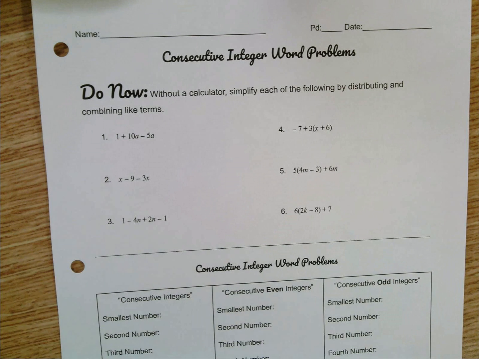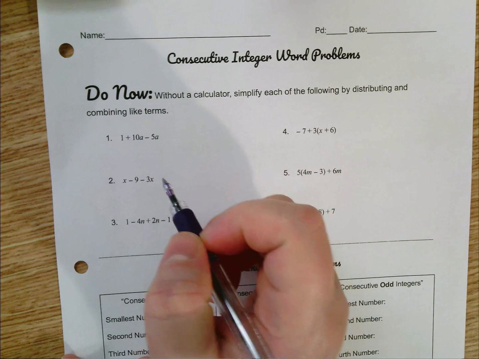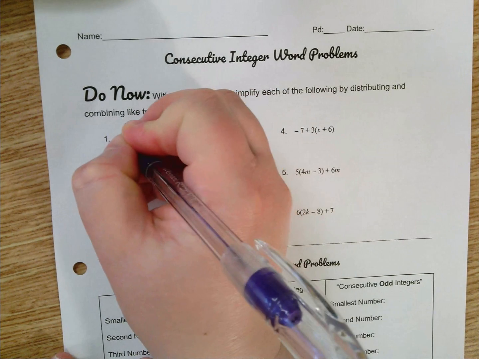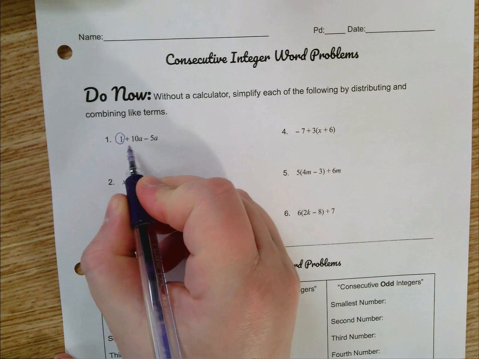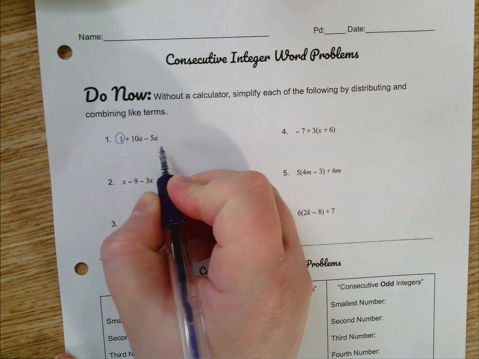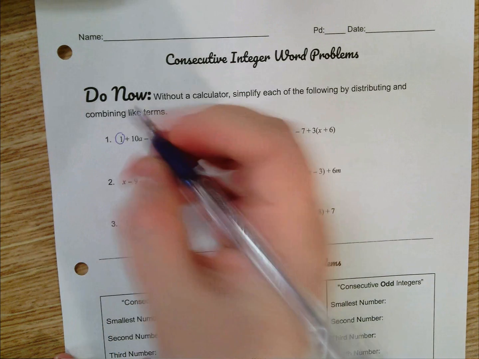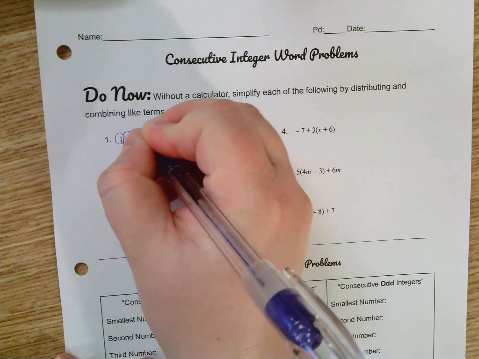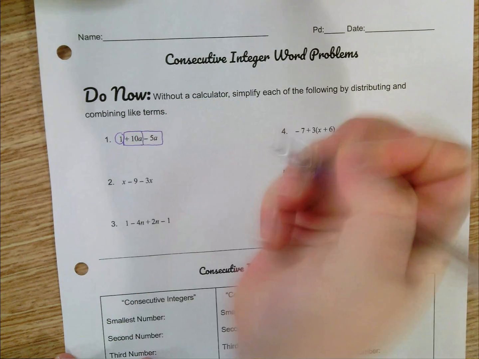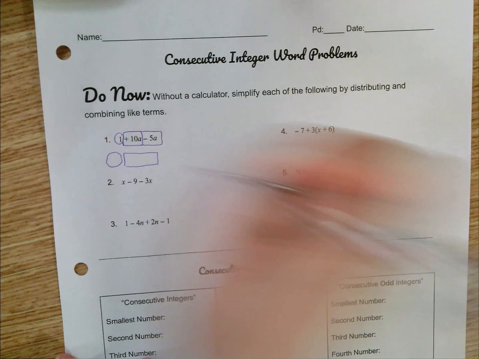So for number 1, what we're looking at is combining like terms, and I'm going to keep my A's separate from my 1's. So I know I've got this 1. That's a constant term. I'm going to circle it to keep it separate from my A's. There are no other constant terms, so I'm only circling the 1. And then to that 1, I'm adding 10A and then subtracting 5A. So the stuff in the circle has to stay separate from the stuff in the rectangles.